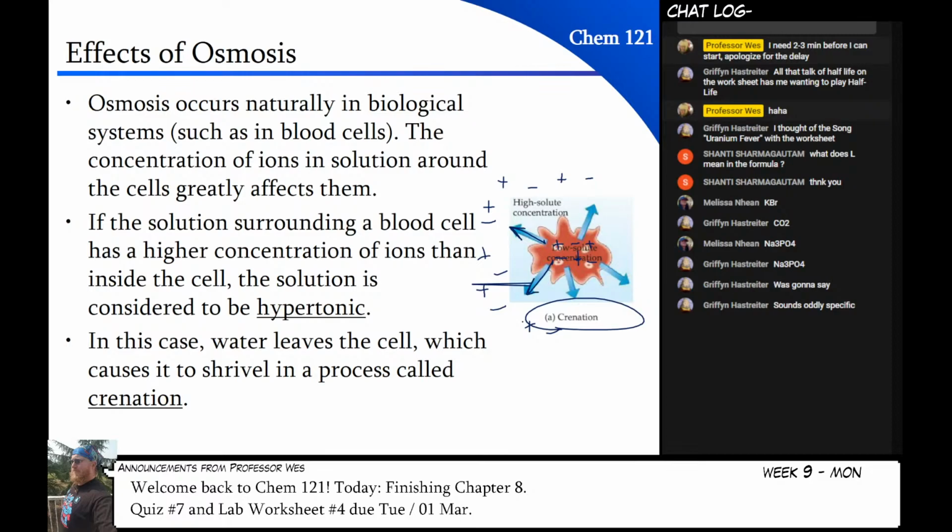A solution that has a lot of solute in it is called hypertonic. Hyper meaning too much. When your child is hyper, they have too much energy, right? Same principle here. Hypertonic means too much salt in my solution. So hypertonic and crenation, those two go together.